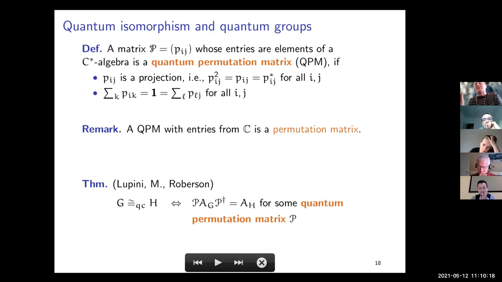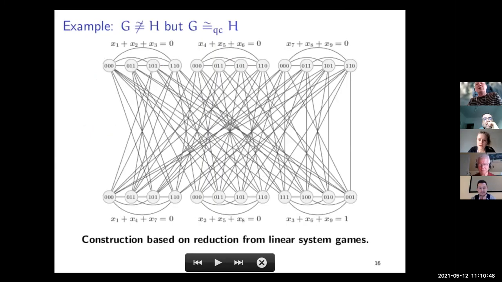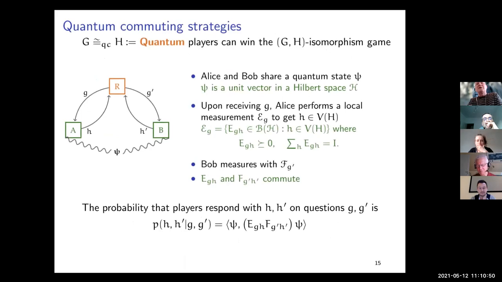So we have the quantum permutation matrix, but no. This is a stochastic matrix. Yeah, quantum permutation matrix. Yes. No, I'm not talking about quantum permutation matrices. E, G, H's are not necessarily projections, right? Could you change the slide to come back to the previous page? I'm not talking about quantum permutation matrices. I'm talking about matrices whose entries are E, G, H.